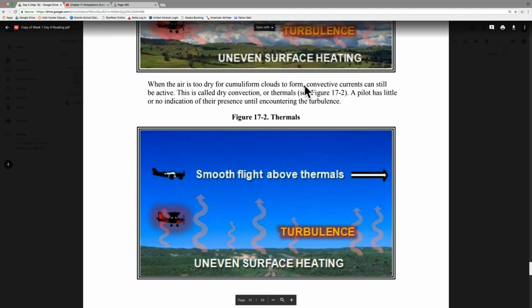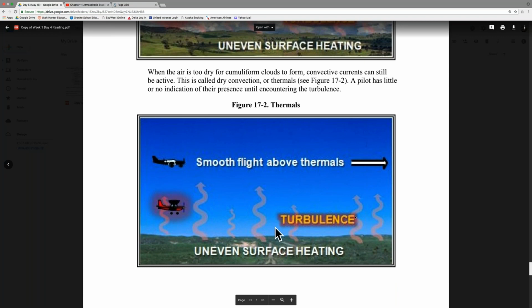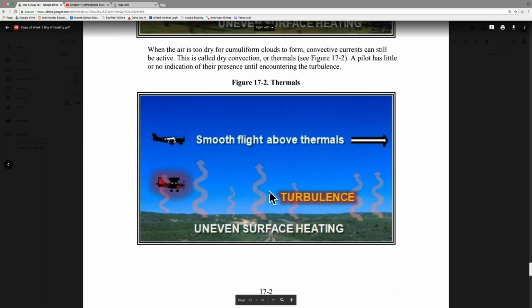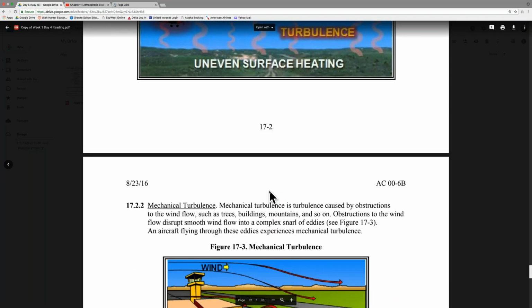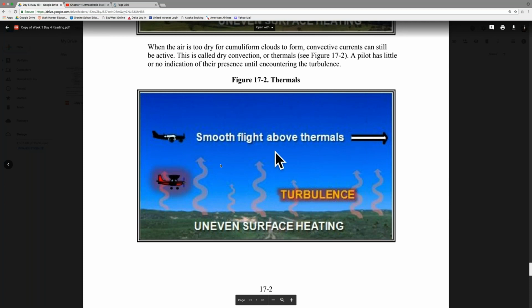So when the air is too dry for cumuliform clouds to form, convective currents can still be active, and this is called dry convection or thermals. So this is the other type that I was talking about, right? But those thermals, like I said in previous class, those are what the gliders, turkey vultures, and hawks are riding, and it's generating lift.